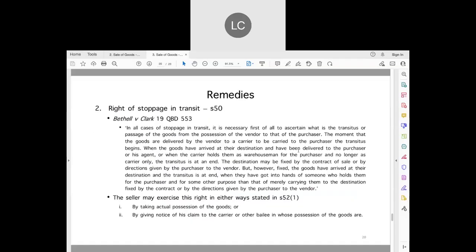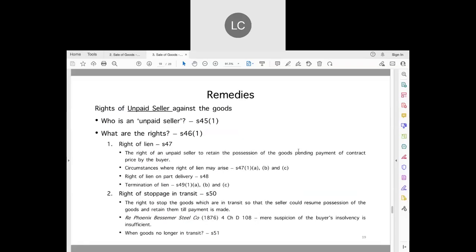And then the second right is the right of stoppage in transit. Just now we said that a lien is normally ended when goods are delivered to a carrier for transmission to the buyer. But section 50 allows the seller to intercept, meaning to stop the goods in transit, and to resume control and his right of lien over the goods. This is stated in section 50.